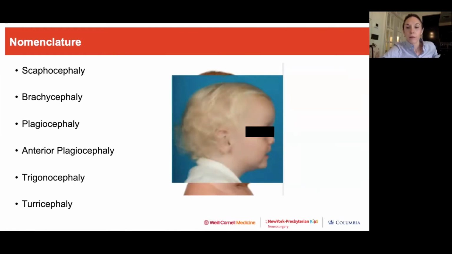All right. What is this one? Somebody knows. If you know brachycephaly, you know this. Nothing. This is scaphocephaly, okay? We'll go over the details, but scaphocephaly is an elongated, boat-shaped head. That's why it's called scaphos.